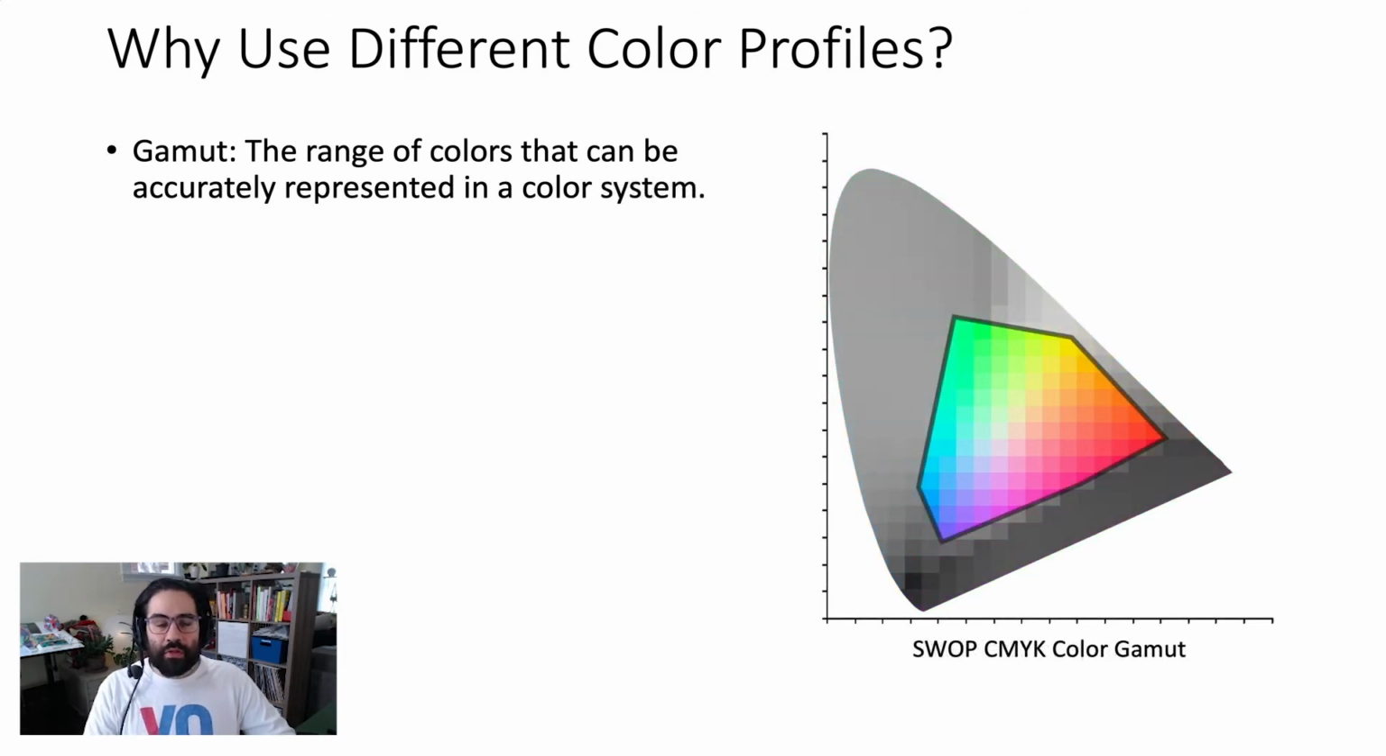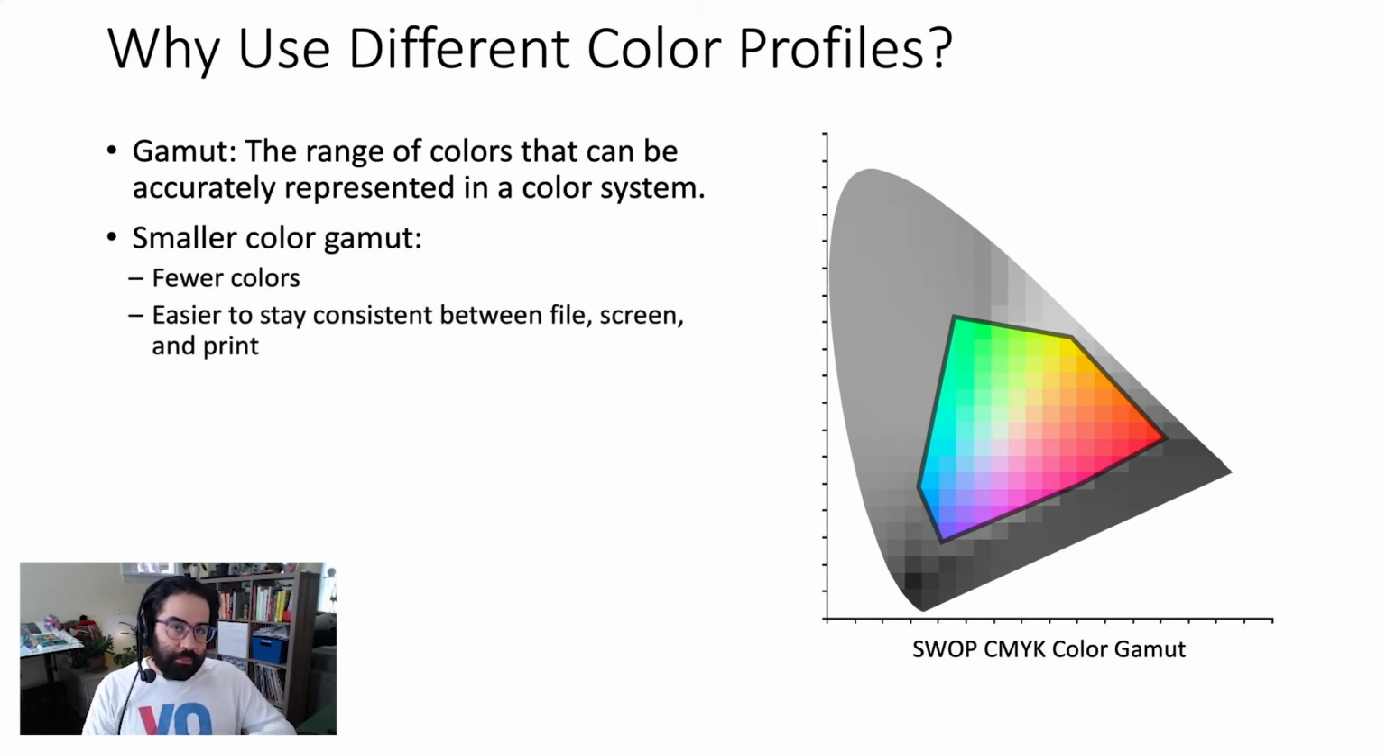We could look at a profile like the SWOP CMYK. Here, the grayed out parts of the spectrum won't reproduce accurately. Now, it can actually be an advantage to have fewer colors in a profile because it's easier to make sure all the colors match between the image data, what's shown on screen, and a printed version. That's why this color profile is often used for commercial printing where colors need to be exact and consistent, like in a logo.